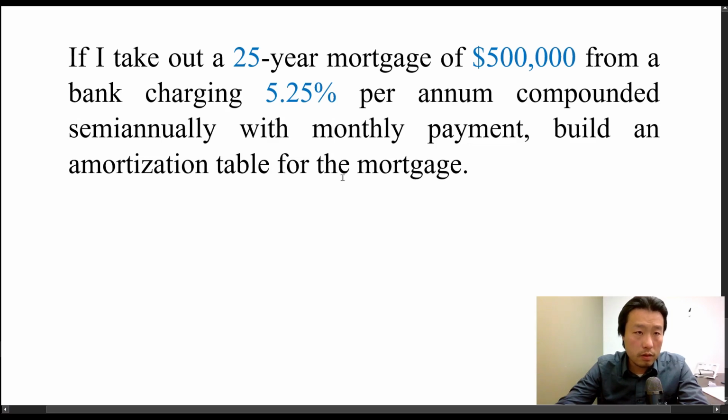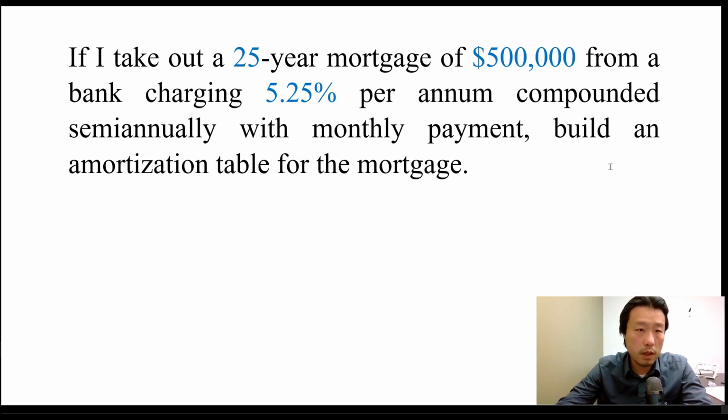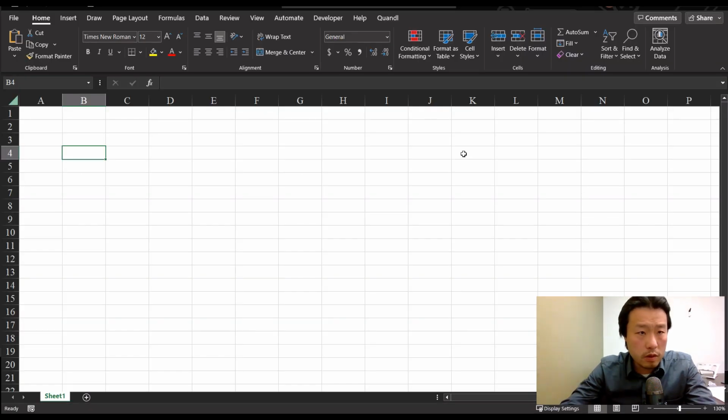Today, let's try to build an amortization schedule together. In this scenario, if I take out a 25-year mortgage of $500,000 from a bank charging 5.25% per annum, compounded semi-annually with monthly payment, build an amortization table for the mortgage. Let's go back to Excel to enter all those key pieces of information.